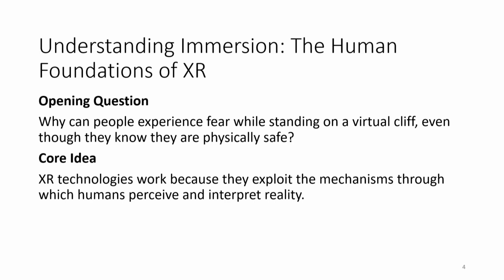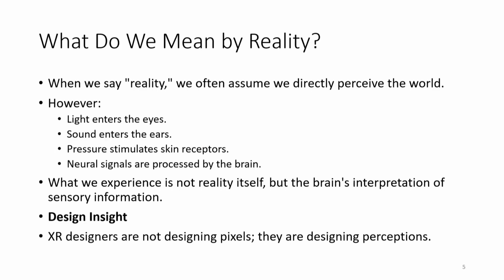So, my opening question to you is, why can people experience fear while standing on a virtual cliff even though they know they are physically safe? Although they know that they are physically safe, they still experience fear. So, the core idea from this example is that XR technologies work because they exploit the mechanisms through which humans perceive and interpret reality. Now, what do we mean by reality?